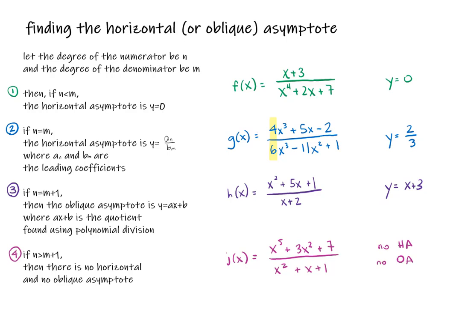And so that's easy to know as well. Look at these rules. Number 1 and number 4 are the easiest ones. You either have y equals 0 or you have none. Number 2 is the next easiest. It is very easy just to grab the leading coefficients. And then number 3 is the most involved. We actually have to do some polynomial long division to get your oblique asymptote.